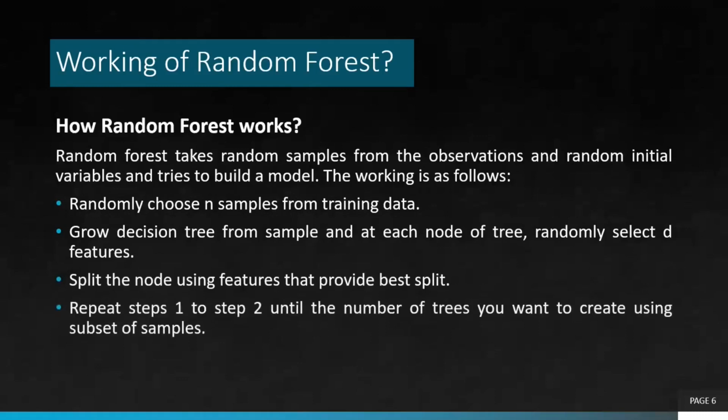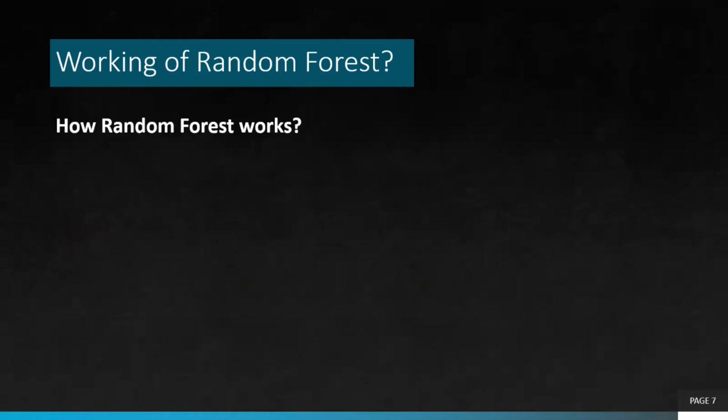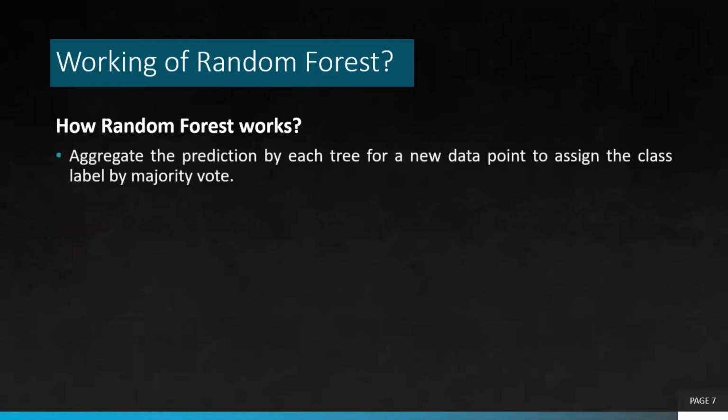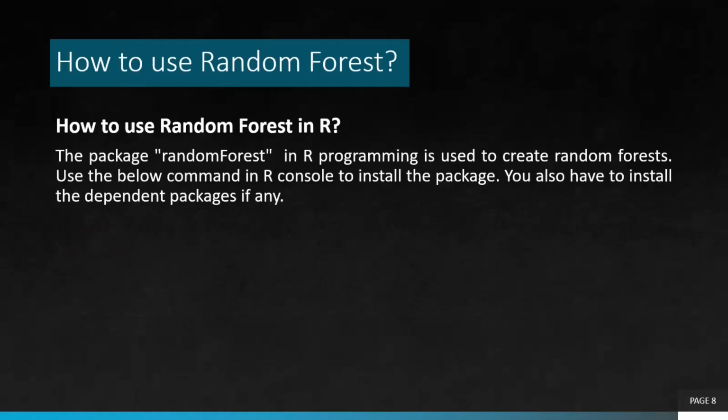Then it repeats steps 1 to 2 until the number of trees you want to create using subsets of samples. In the last, it aggregates the prediction by each tree for a new data point to assign the class label by majority vote. So you have seen how they actually work.